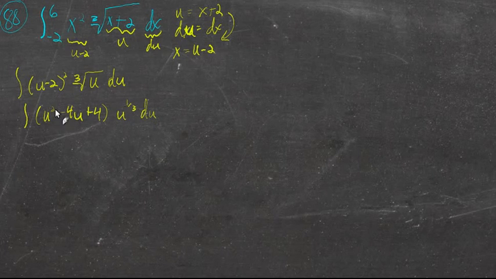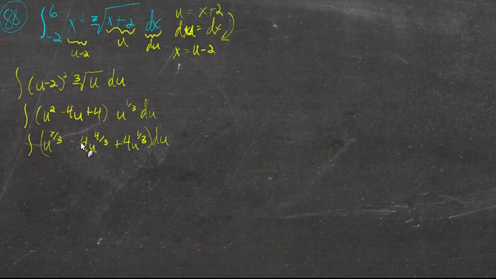Now you can distribute this u to the 1/3 power and get u to the 6/3 times u to the 1/3, which would be 7/3, minus 4 times u to the 4/3, plus 4 times u to the 1/3, times du. Now we take the antiderivative. We just add 1 to the power and multiply by the reciprocal of that new power. So this would be u to the 10/3.